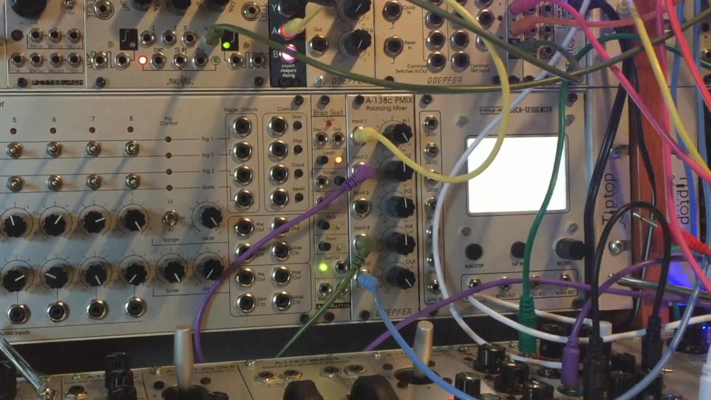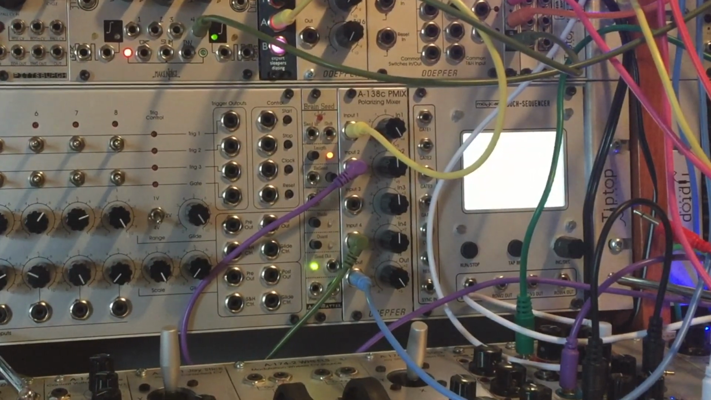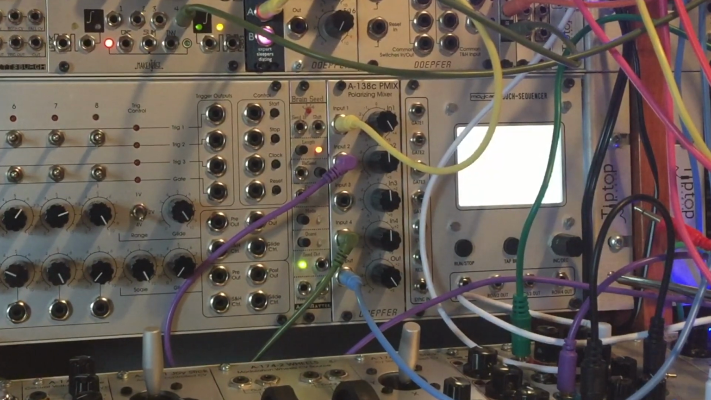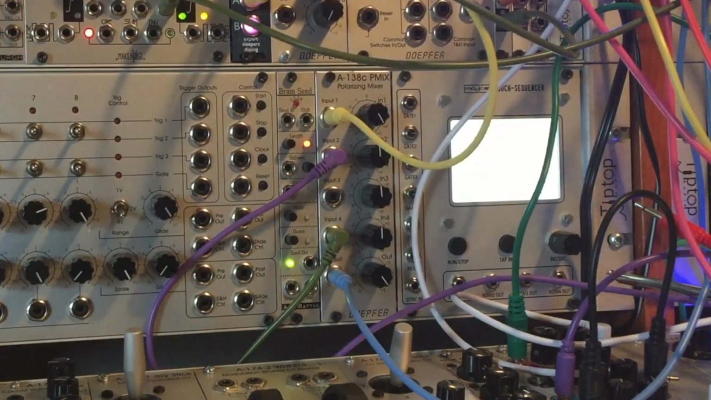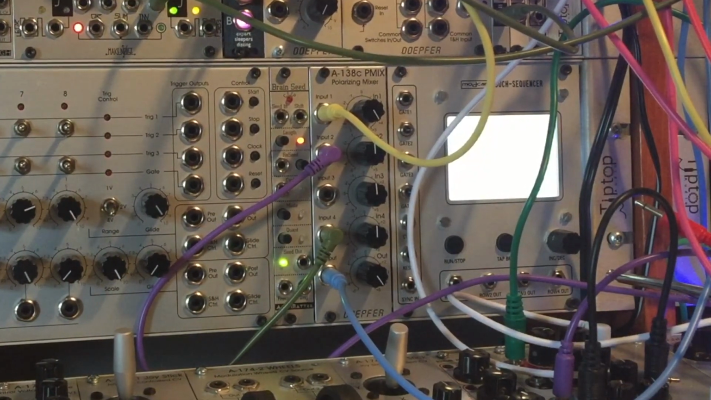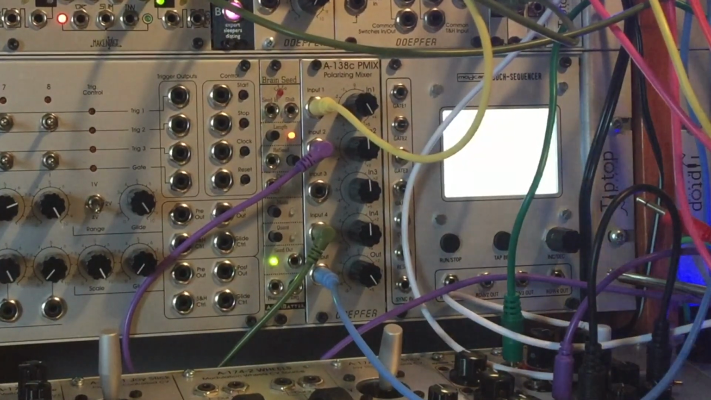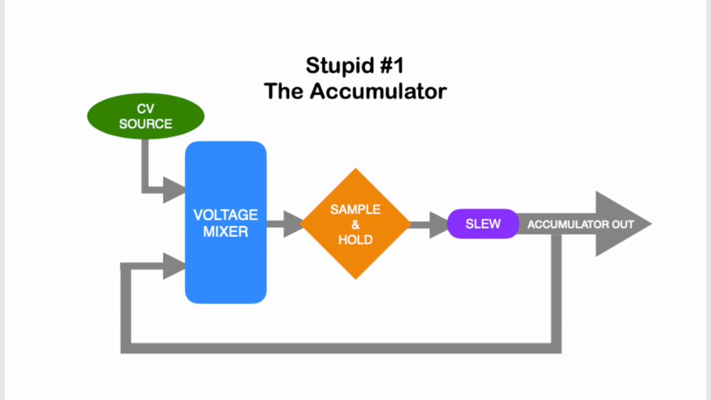In this example, I'm using the Accumulator patch to control the frequency of a low-pass filter. I'm using a simple disting sample and hold. I've got the output of the sample and hold plugged into a Doepfer mixer. The output of the Doepfer mixer goes back into the sample and hold. Added to the mixer is the CV voltage that we want to accumulate.